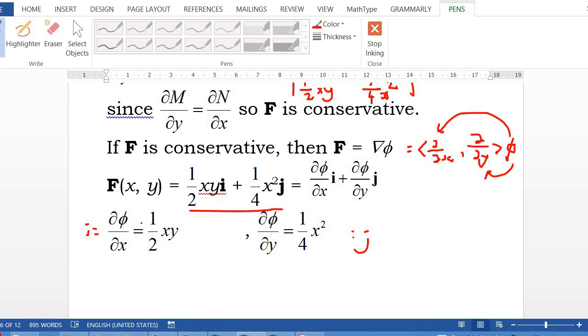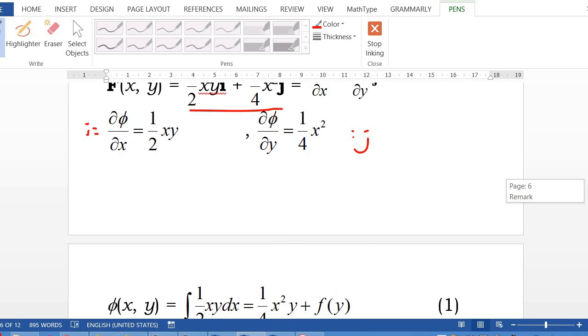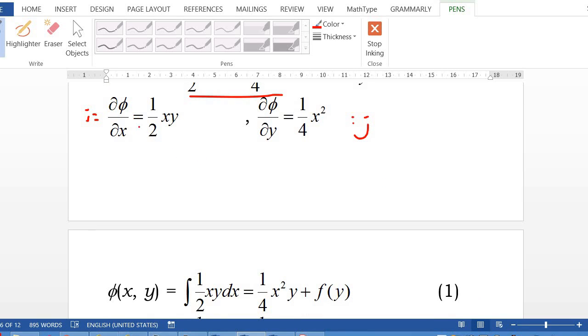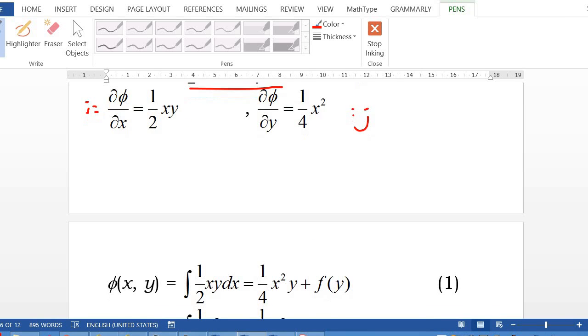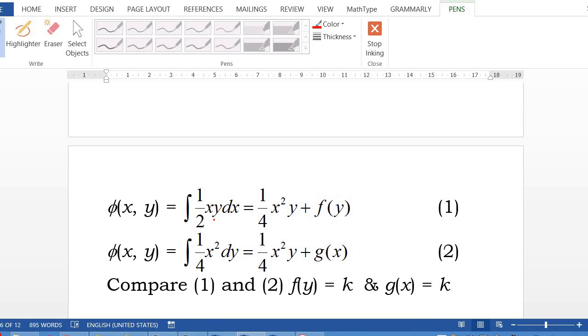So to get phi, from component i, this is ∂/∂x, then to get phi you integrate with respect to x. Or from ∂φ/∂y, you integrate with respect to y. So from ∂φ/∂x, to get phi, you integrate 1/2 xy dx. Again, this is partial integration, where when you integrate with respect to x, y is constant. So 1/2 is constant, and you integrate x with respect to x, where y and 1/2 are constant. So you have x squared over 2, then over 2 again. That's why I get 1/4 x squared y plus f(y), because when you integrate with respect to x, y is a constant.